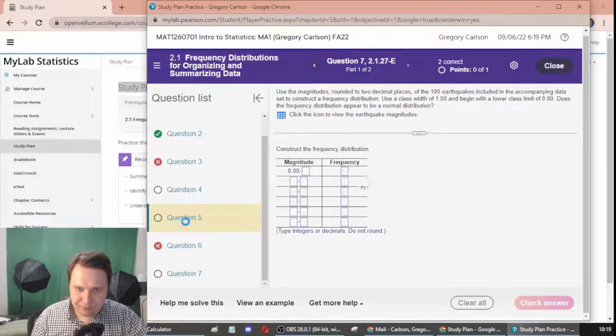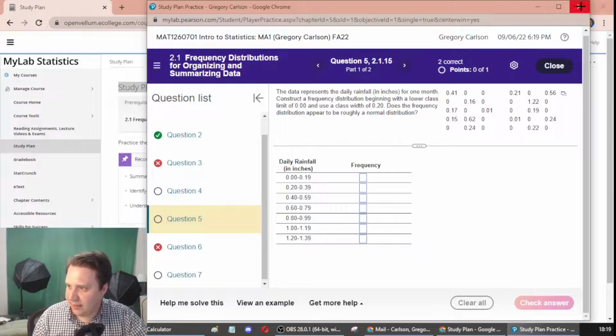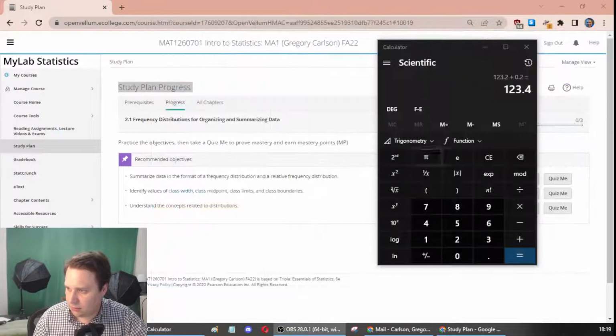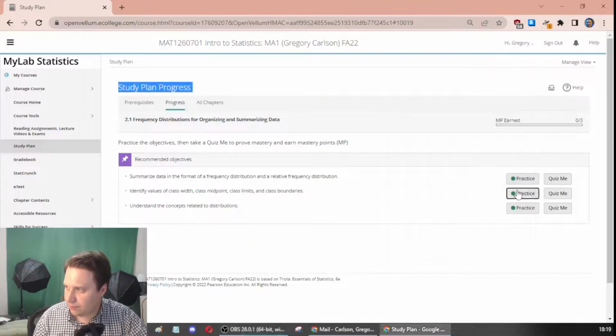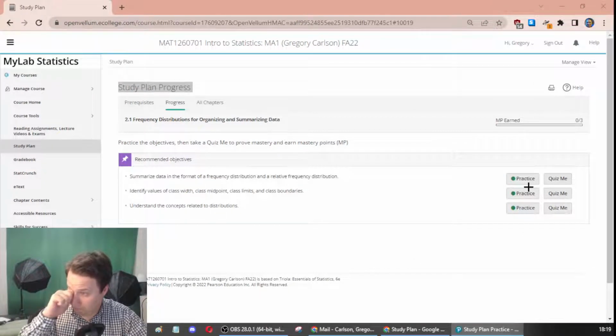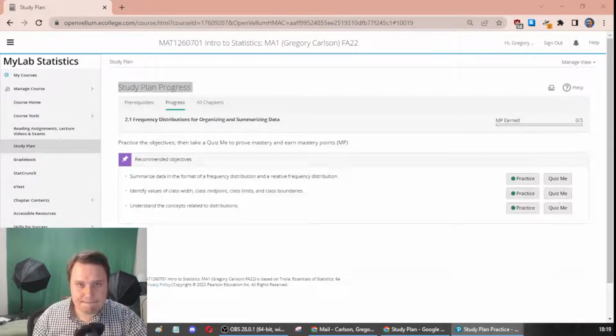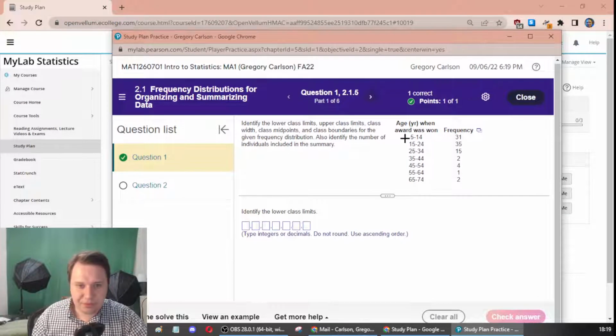Okay, so we got through that study plan. Let's look at the next one. Okay, this one's actually not so bad. So they've done the frequency table for us, thank goodness, so we don't have to do it ourselves.